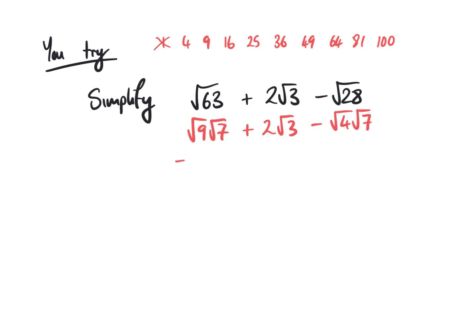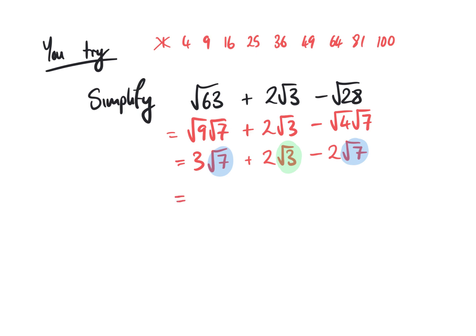So square root of 9 is 3, and that's going to stay as root 7. Then I've got this 2 lots of root 3, that again, we can't do anything more with that. And the square root of 4 is 2, so that's minus 2 lots of root 7. Now, if we go through this, we can collect our like terms. So I've got root 7s here and here, and we'll use a different colour to highlight our root 3 there. And we'll now just gather together our terms.